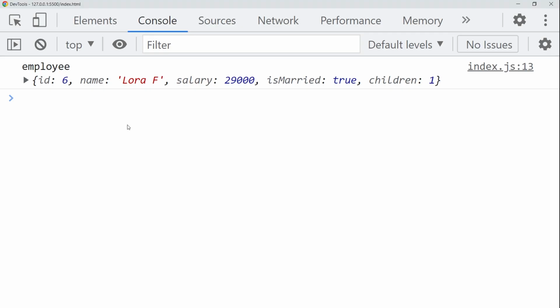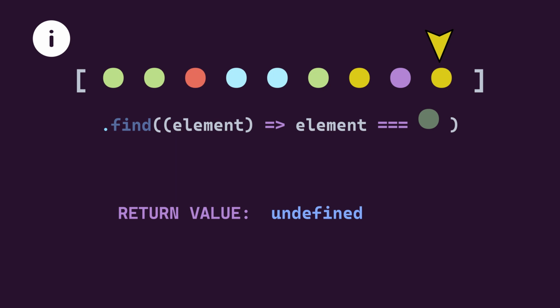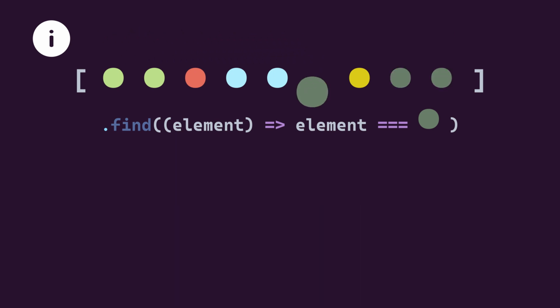We can also find employees by the name. There are two small things that you need to know while working with this method. If there are no elements found, the return value will be undefined. And if there is more than one found, the returned one will be the one that was found first.